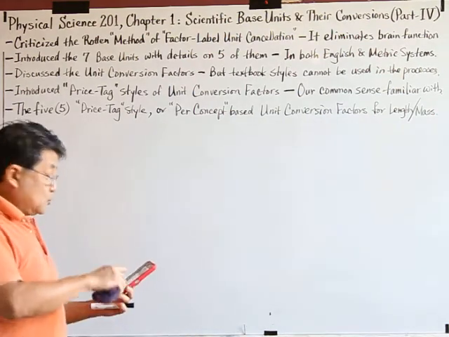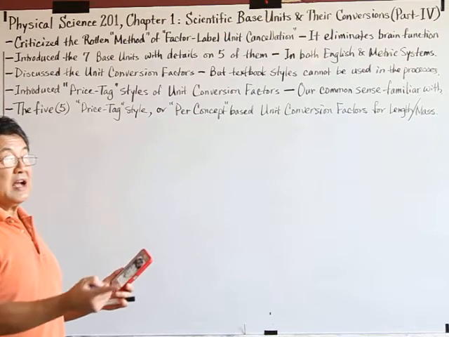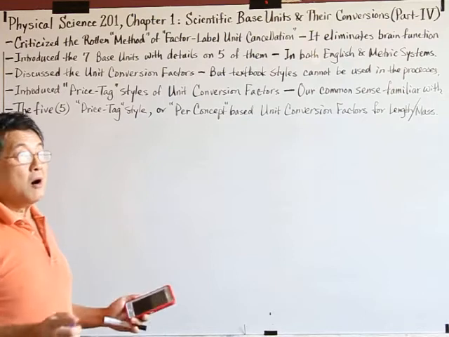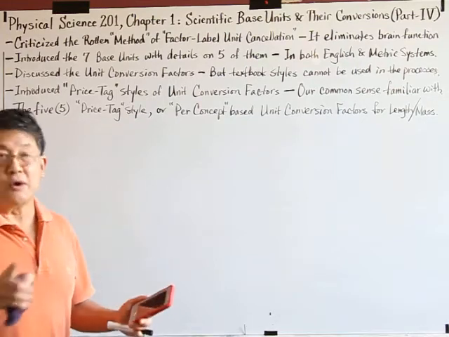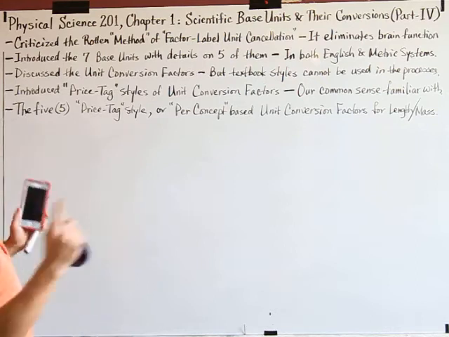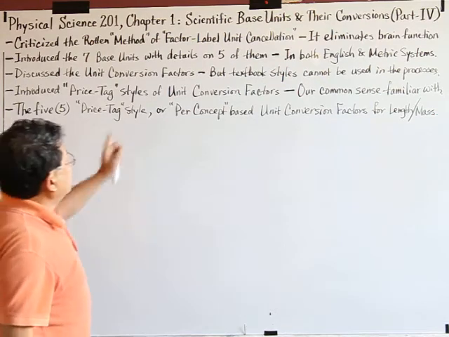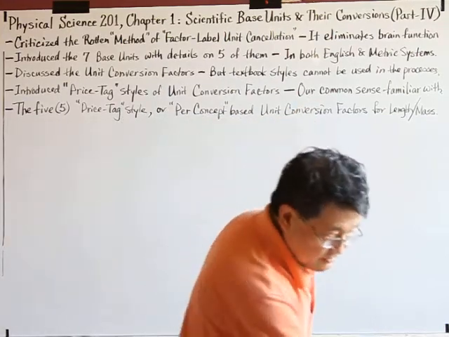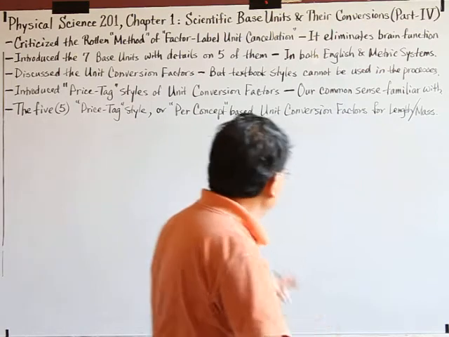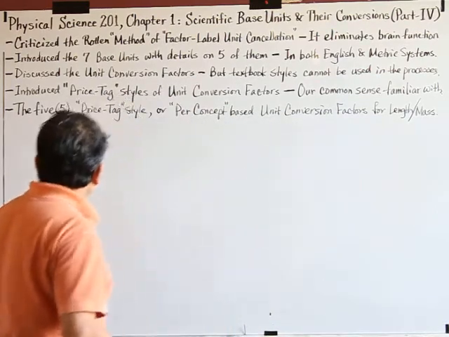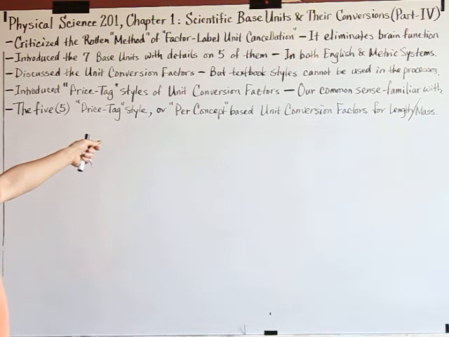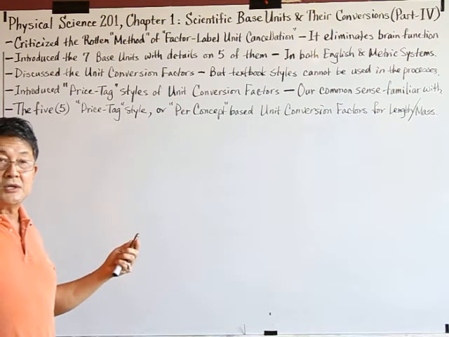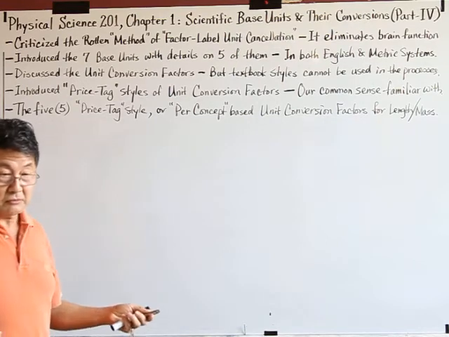So you have to transform this kind of conversion factor into the price tag format, or what I call the per concept style, and then you are able to plug in. So that's what we talked about already. We did that. Because that textbook style cannot be directly used in the conversion process, we introduced the price tag style of the unit conversion factors. And what is that? That is our common sense, already familiar with, right?